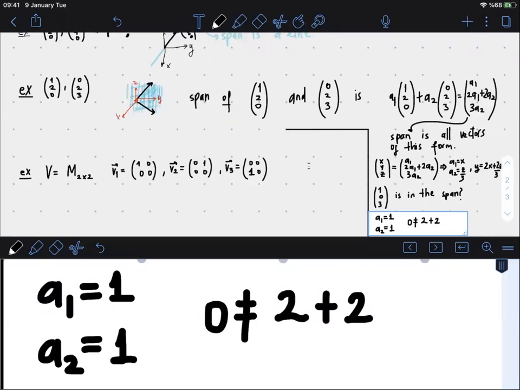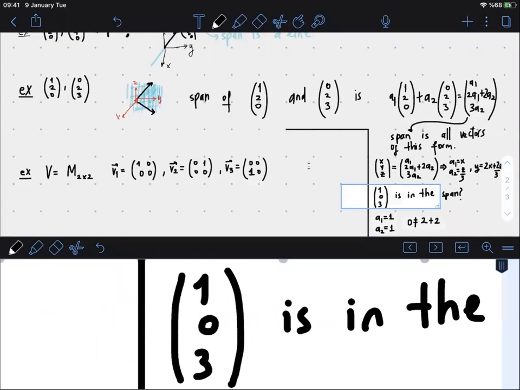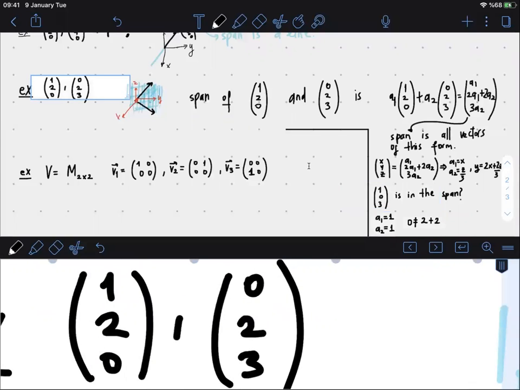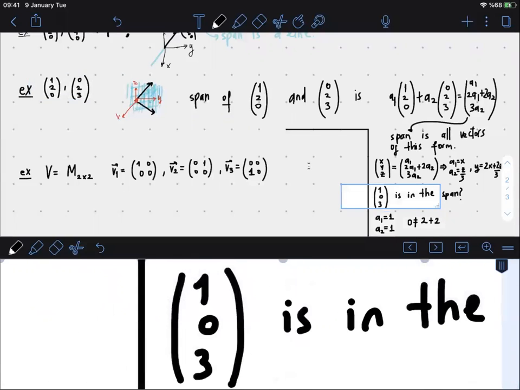Okay. I hope you understand this. So what did we show? We showed the span of these two vectors is not the whole of R3, because we found a vector 1, 0, 3 which is not in the span. So we showed one vector is not in the span. We will see later that to span all of R3 you need at least 3 vectors. Less than 3 vectors cannot span R3.